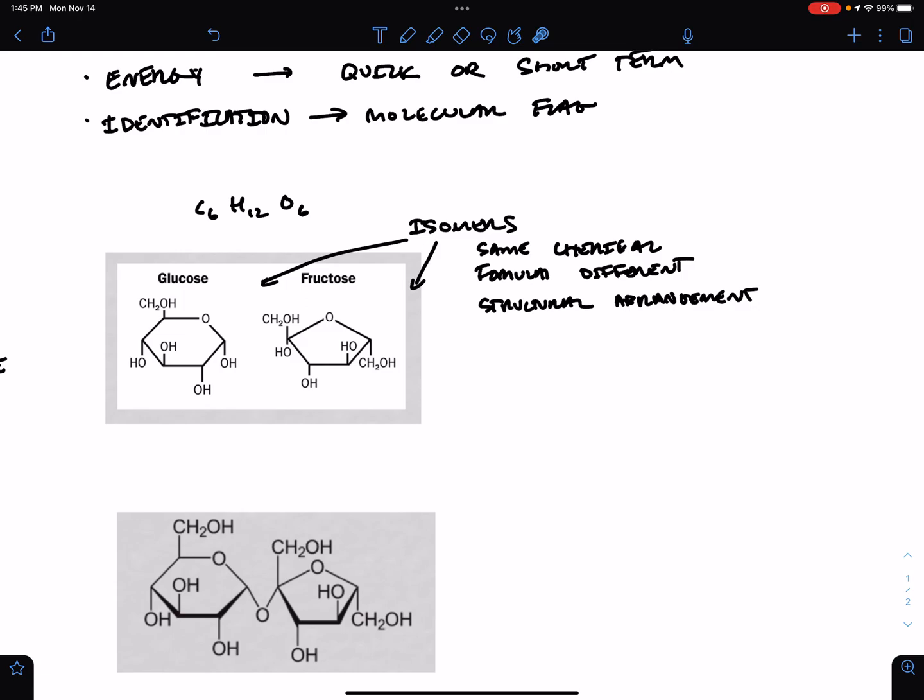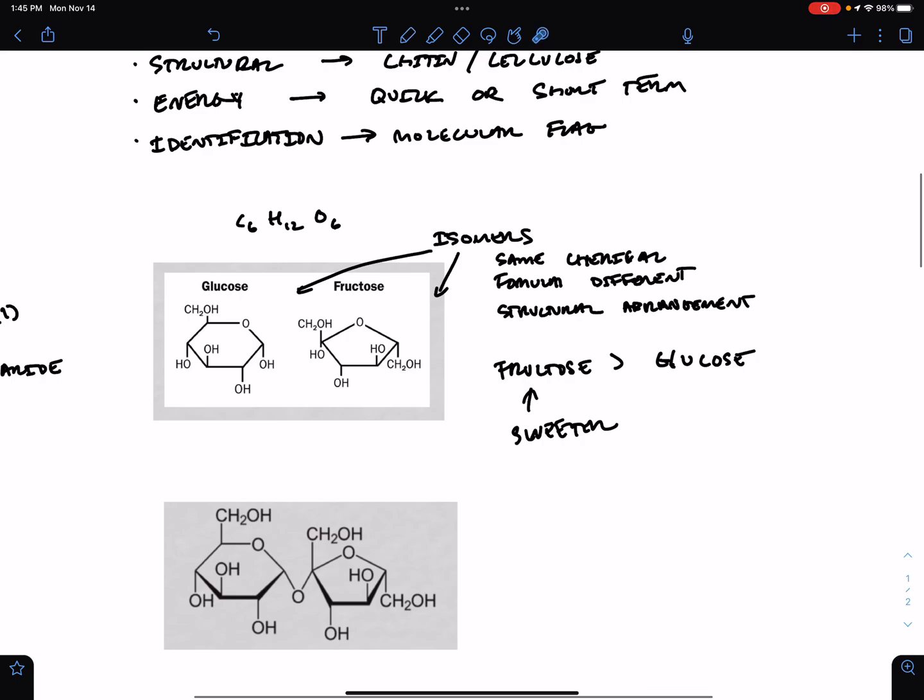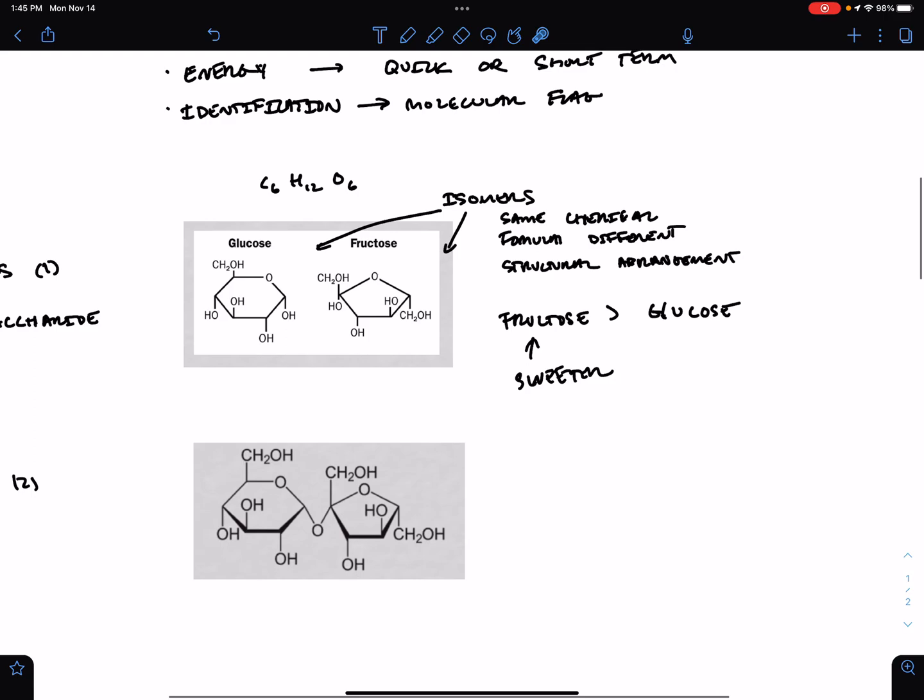different properties. One of the most striking for humans is that when you eat glucose and fructose, they have a very different perceived sweetness. Fructose is perceived to be much sweeter than glucose, which is why we enrich things for fructose when we want to sweeten them, like, for example, high fructose corn syrup.